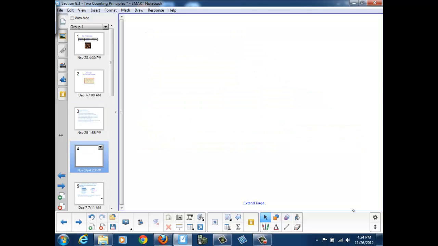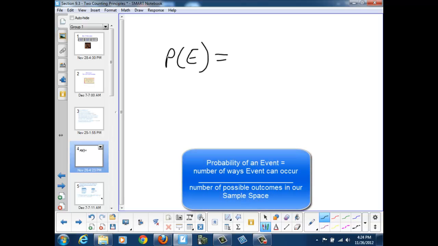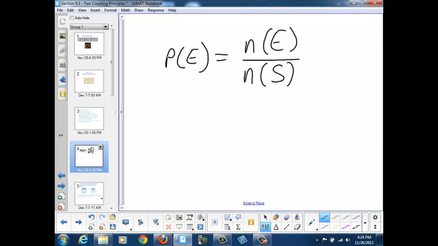In calculating probability, our definition is that the probability that a certain event occurs is equal to the number of ways that that event can occur divided by the total number of possible outcomes in our sample space. So, to come up with correct probabilities, it's very important that we calculate the number of ways things can occur accurately. So we're going to look at a couple of different types of situations where things can occur.